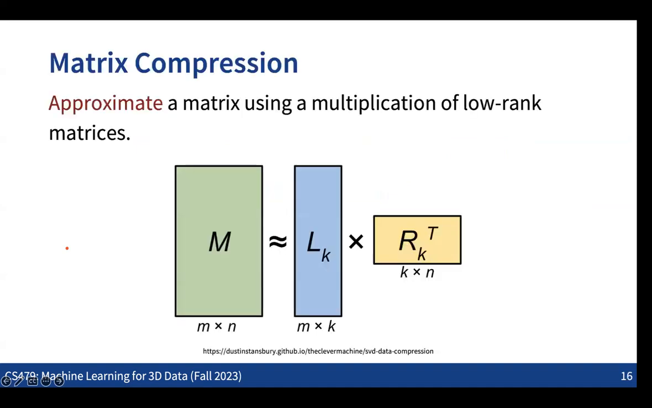So let's think about a case where we have a matrix M here, and we want to compress the information that we're encoding in this matrix. So how are we going to do this kind of matrix compression? That's a very common problem that we can see in many other applications. And the typical way to do this compression is to represent the given matrix as the multiplication of low-rank matrices.